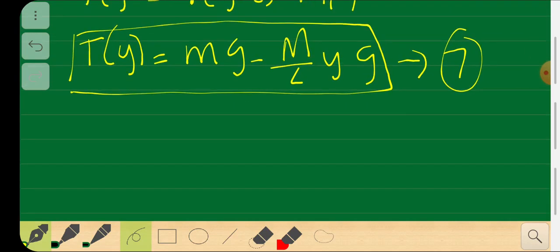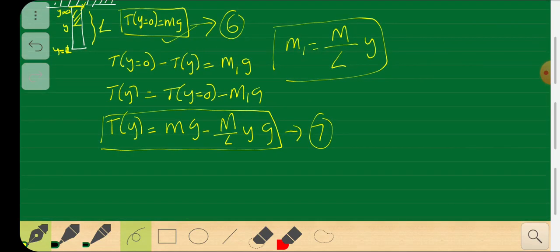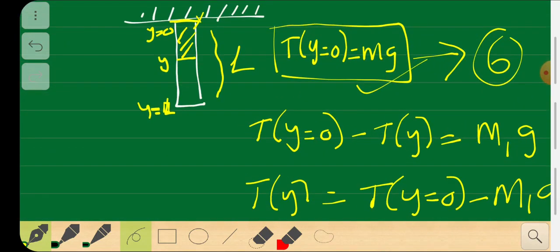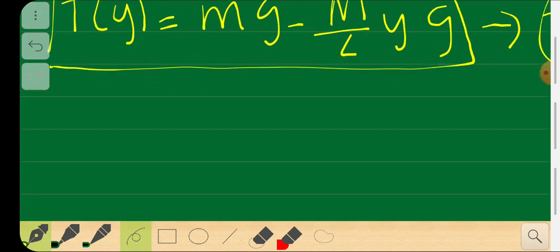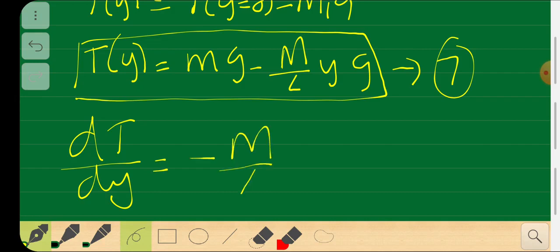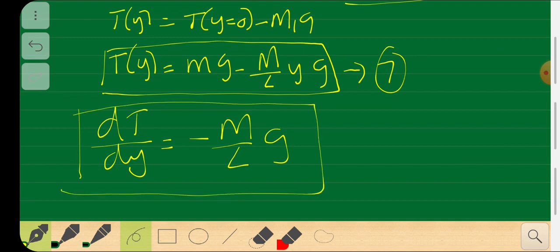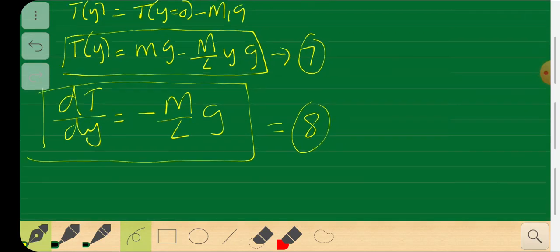Now how does the tension change over this length? When you come down, how will the tension change? For that, all you have to do is just take the derivative. You get dT by dy must be equal to minus m by L g. So that's the rate of change of tension. So we have found the tension inside a string, and also a suspended string.